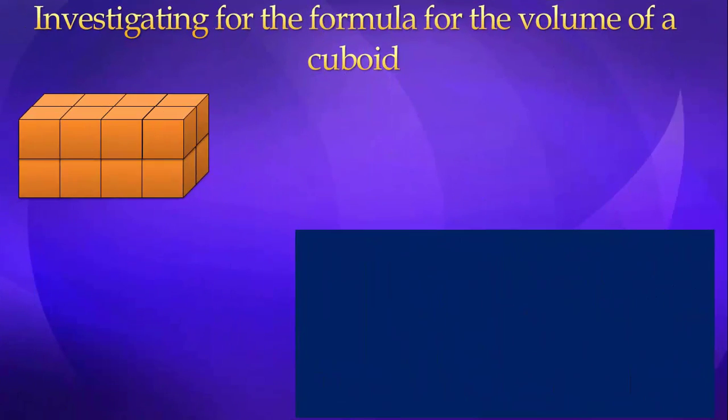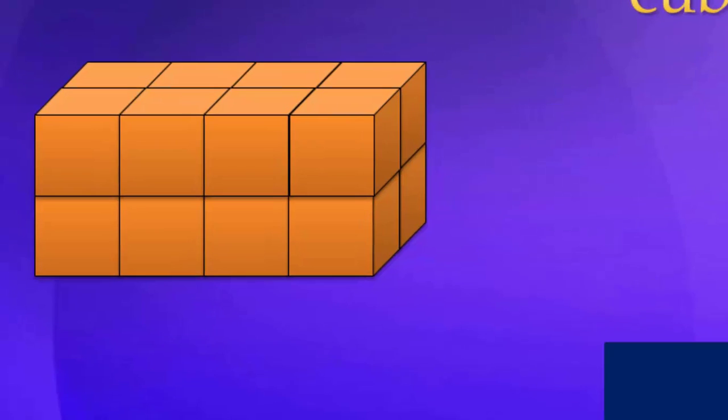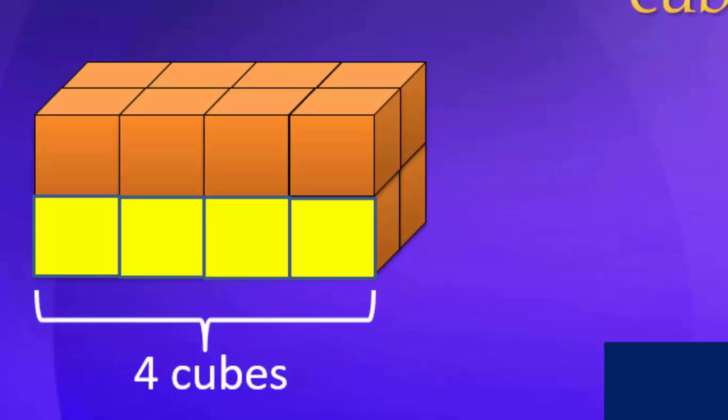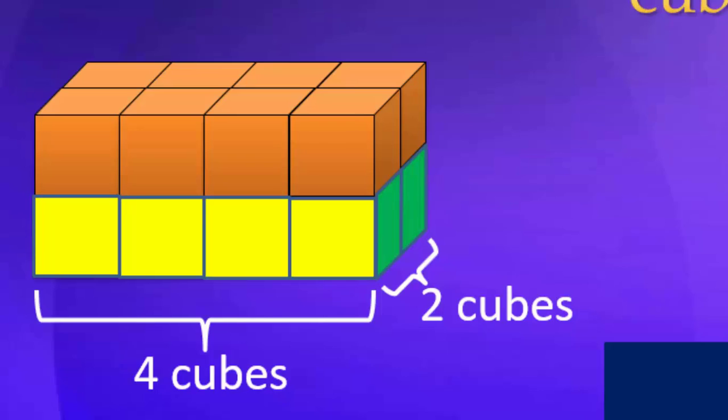Investigating the formula for the volume of a cuboid. Consider the cuboid on the screen and count the number of cubes along its length. We have 1, 2, 3, and 4. That gives us 4 cubes. Counting the number of cubes along the breadth, we have 1, 2, which sums up to 2 cubes. Then counting the number of cubes along the height, we have 1, 2, which sums up to 2.